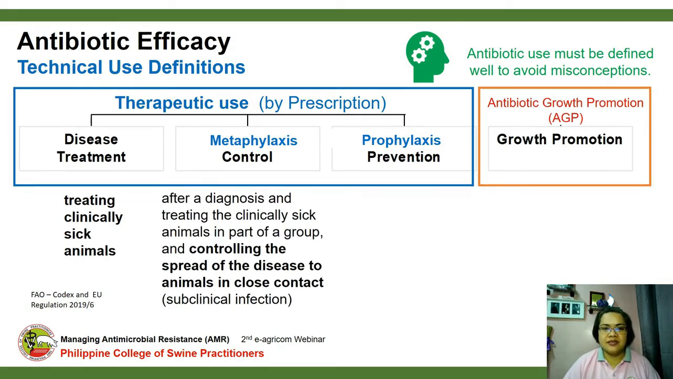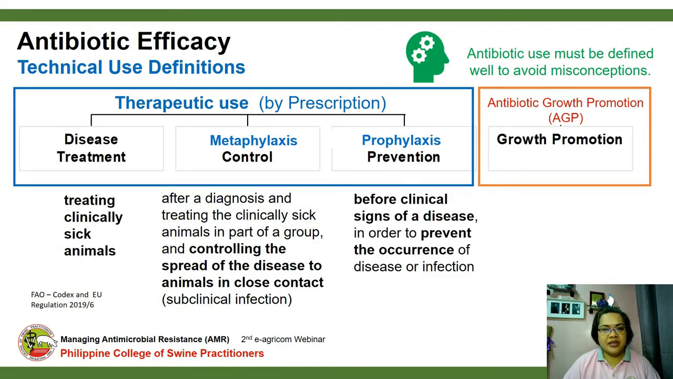After diagnosis of clinical disease in part of the group and treating the clinically sick animals, antibiotics are also used to control the spread of the disease to animals in close contact, which are assumed to already have subclinical infection. This is important for food animals because most are reared in intensive production systems.